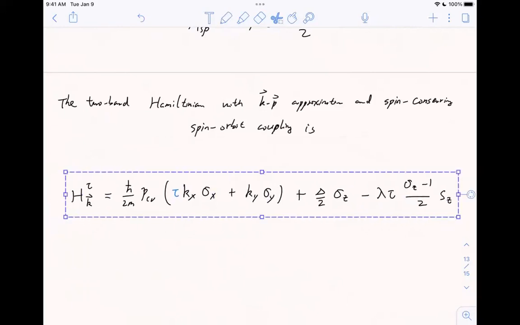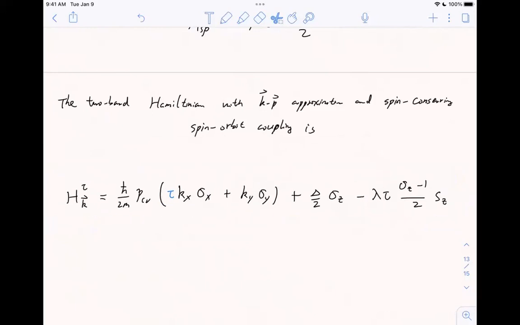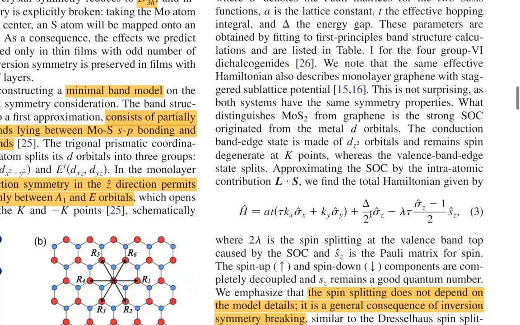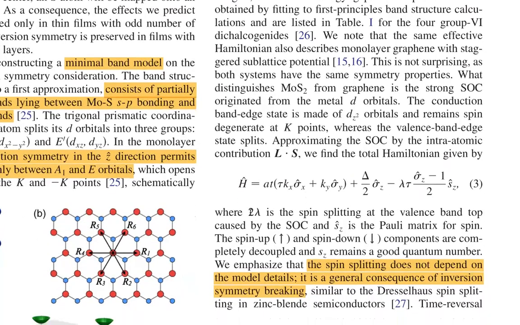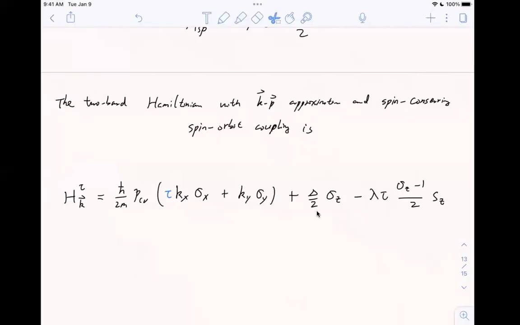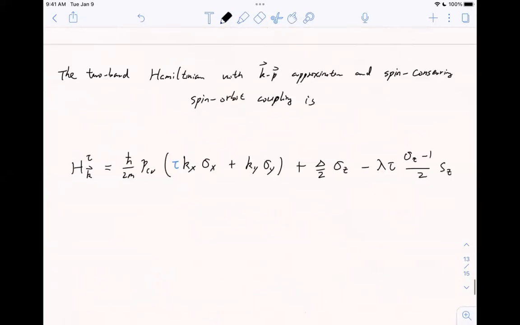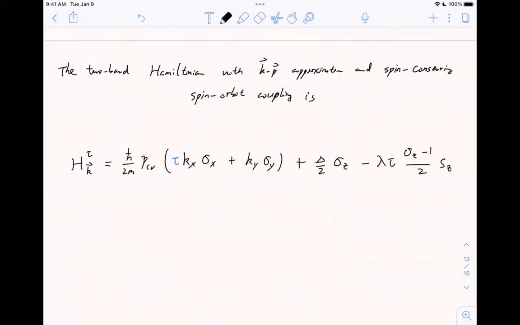Okay, so this is the result. This is the result of here. Actually, here 2 lambda is the spin splitting. Yes, 2 lambda, because this is the energy. You calculate it as one spin is 1, the other spin is -1, so you take the difference, which is 2 lambda. So 2 lambda is the splitting.